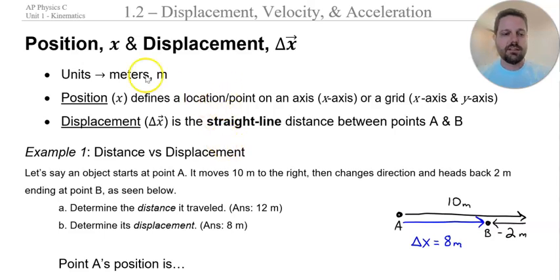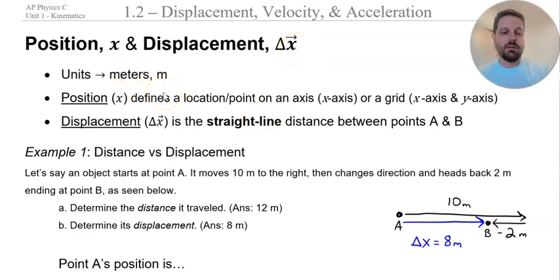So we're going to start with the basics here. Position is referred to as where an object is or its location. So you could think of it as the x value along like an x-axis or the y value along a y-axis, assuming that those are going to be meters. We already talked about displacement as being the change in x, and that does have a direction along some axis. So this is all spelled out here.